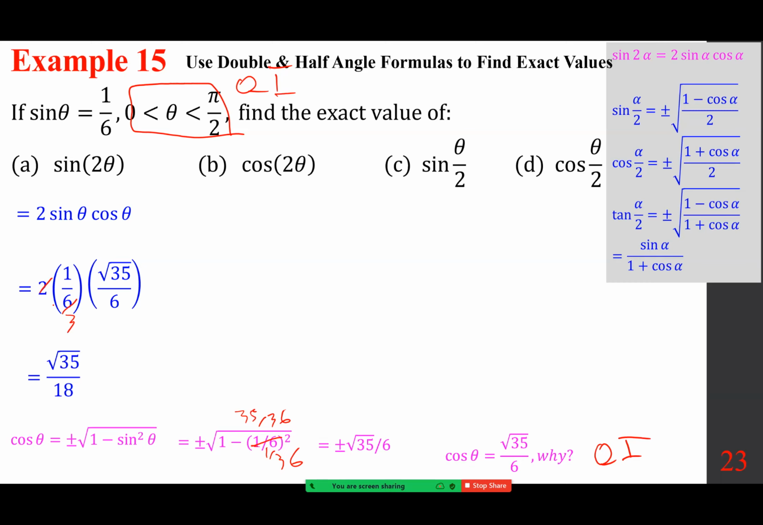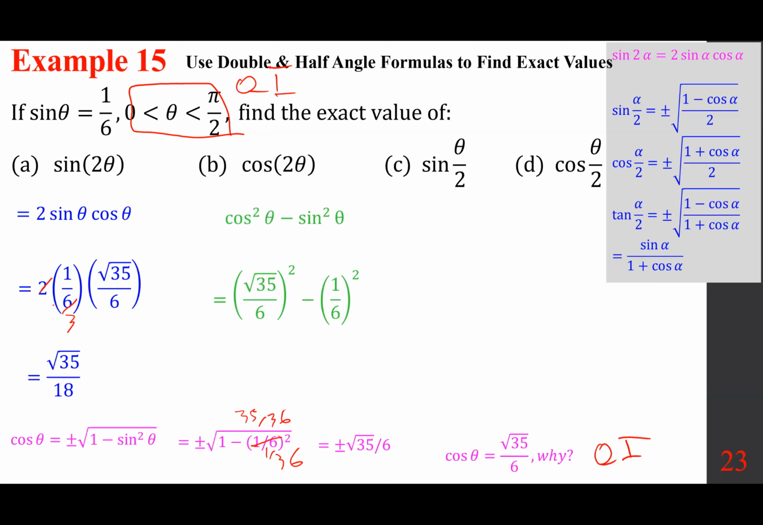Cosine 2 theta, we can use any of those formulas because we have sine and cosine. Therefore, let's go with cosine squared minus sine squared. So we square each one. The first one is 35/36. And the other one is 1/36, which gives us 34/36. We can drop a common factor of 2, 17/18.